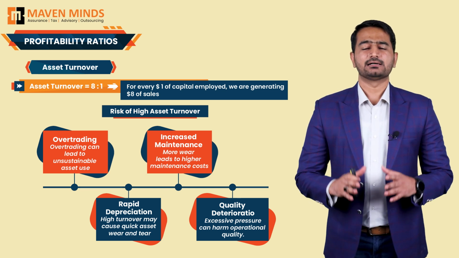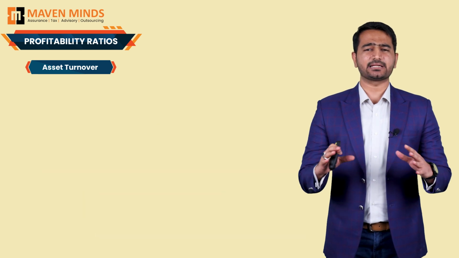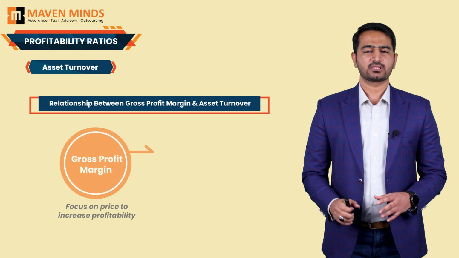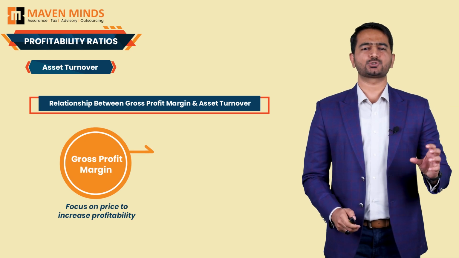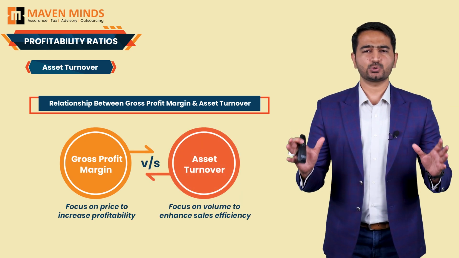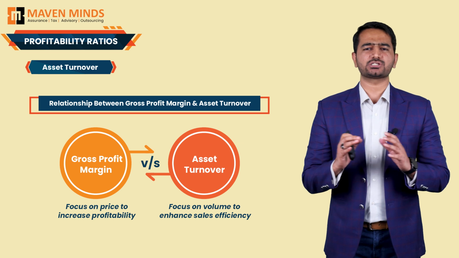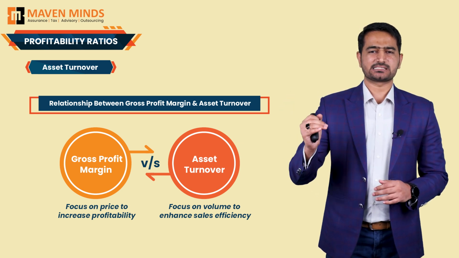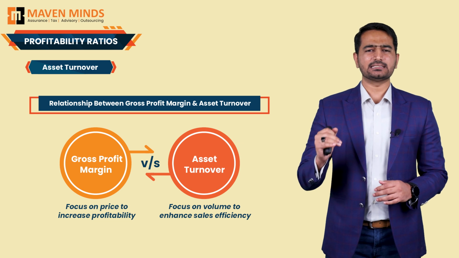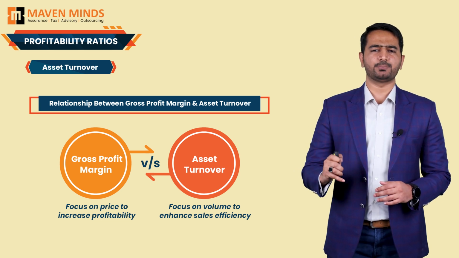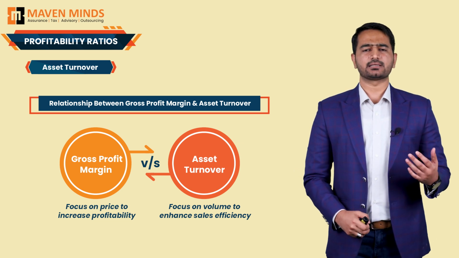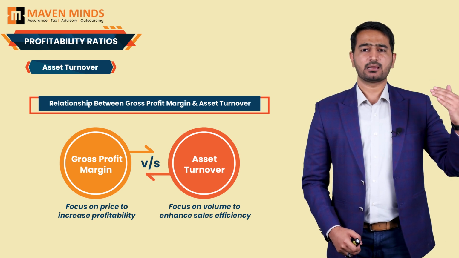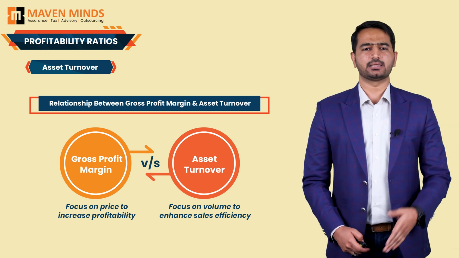Alright, my friends, let's discuss a crucial interconnection. Gross profit margin relates to prices, whereas asset turnover relates to volumes. These two ratios have an indirect relationship with each other. If prices increase, sales volume may decrease, and in this case, asset turnover would be lower. On the other hand, if prices decrease, sales volume may increase, and the asset turnover would be higher.